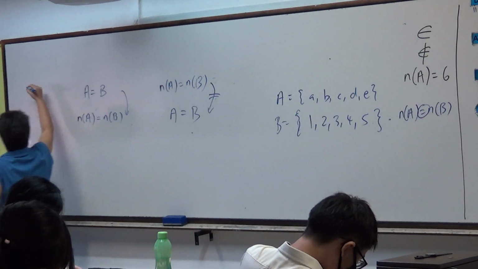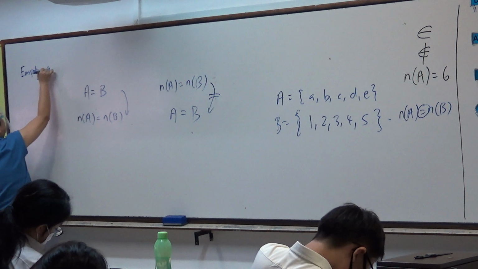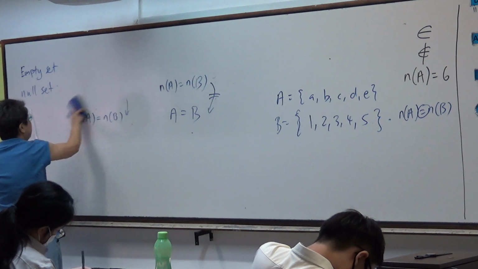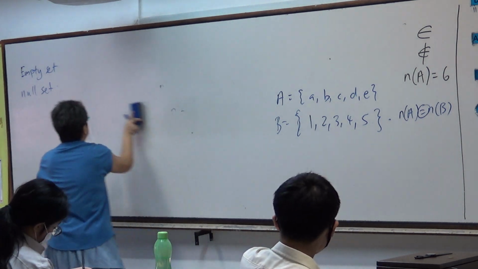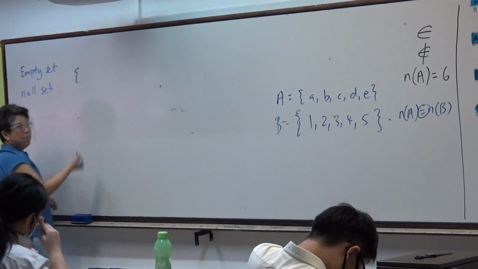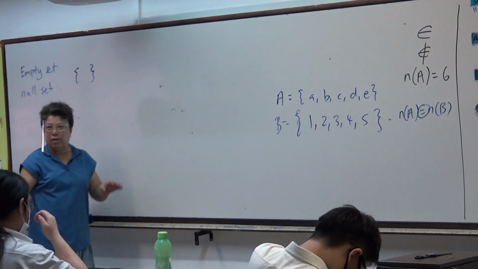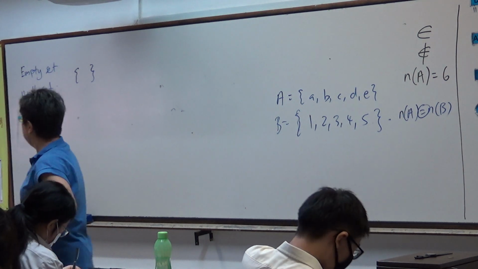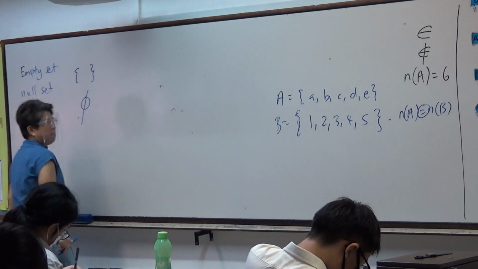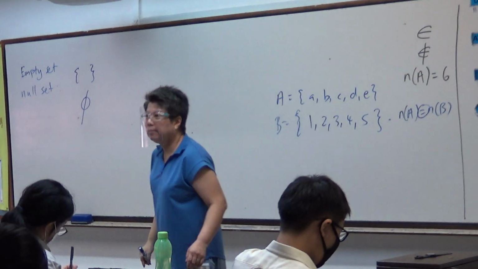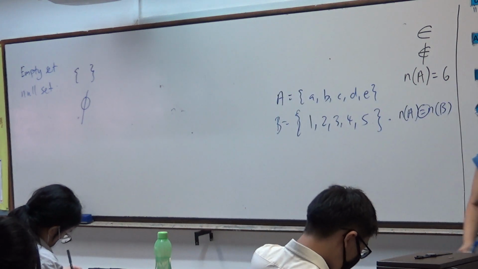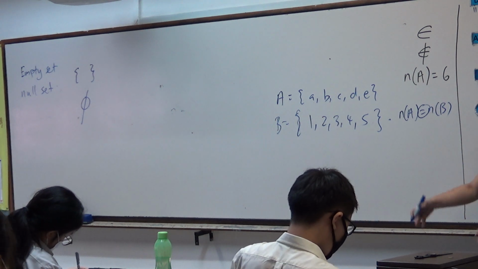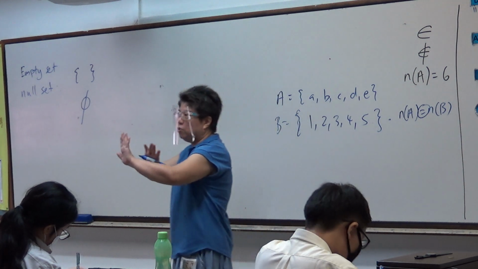Okay, empty set, or null set. Now, for the notation for the empty set, there are two notations you can use. You put a curly bracket with nothing inside. This is a null set, because we don't need elements inside. Then another notation for the null set is like this, with nothing here. These two are notations for the null set. What do you mean by null set?